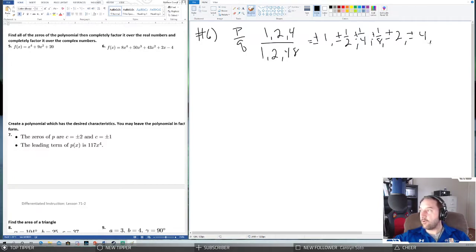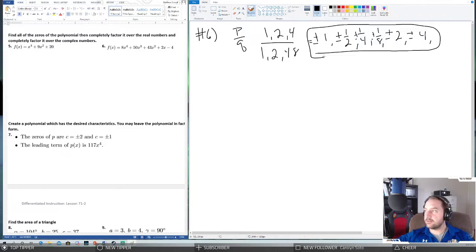4 over 2 is 2, 4 over 4 is 1, 4 over 8 is 1/2. I don't have to repeat them. So this will be my list. And these are the ones that we're going to test in the box, right? So test 1, test -1, and break it down and factor it.